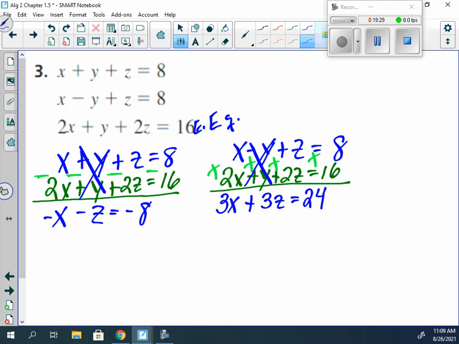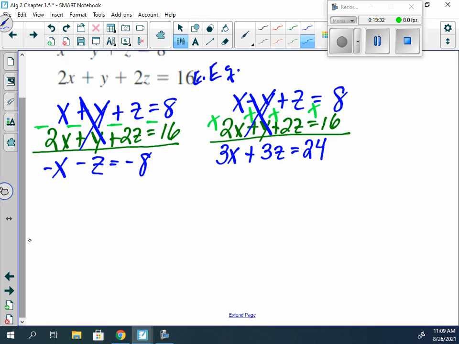Okay, now we need to repeat steps 1 and 3. We need to pick a variable to eliminate. Which one do we want to eliminate? z. Now we always want to go up. If we're scaling, we don't want to scale things down. So we're not going to use this 3x plus 3z equals 24 as the one to change, because I'm not going to change 3z to 1z. It's going to be easier to change 1z to 3z. It's easier to scale it up than it is to scale it down.